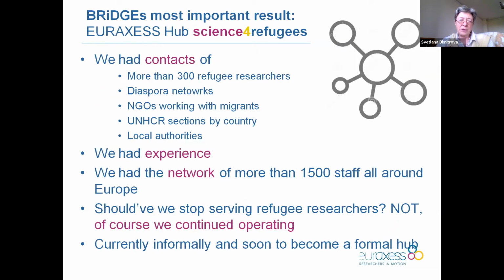What, however, is the most important outcome of these two projects? This is the currently informal hub that will soon become a formal one, Science for Refugees. And how did it happen? We didn't call it a hub at the beginning. We just finished the project.